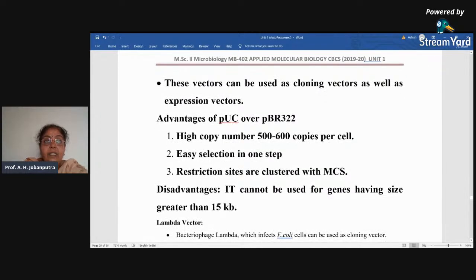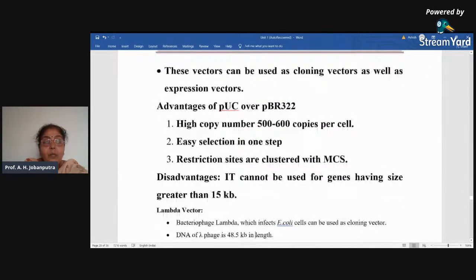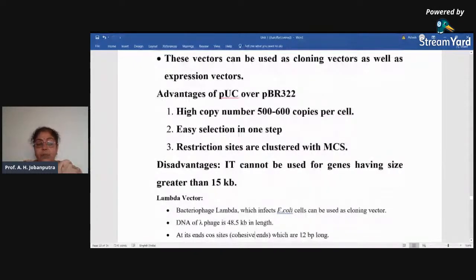And these restriction sites are clustered, or they are present close to the multiple cloning sites. Because the unwanted portion is removed, these sites have come close to each other. Disadvantage is its size: it cannot be used for those genes whose size is greater than 15 kilobases. Because already it is 2.6 kilobases, how much is it going to hold? If the gene of interest is larger than 15 kilobases, it cannot be inserted, because then the plasmid would be small and the gene of interest large. That is why it can be used for limited sizes only.